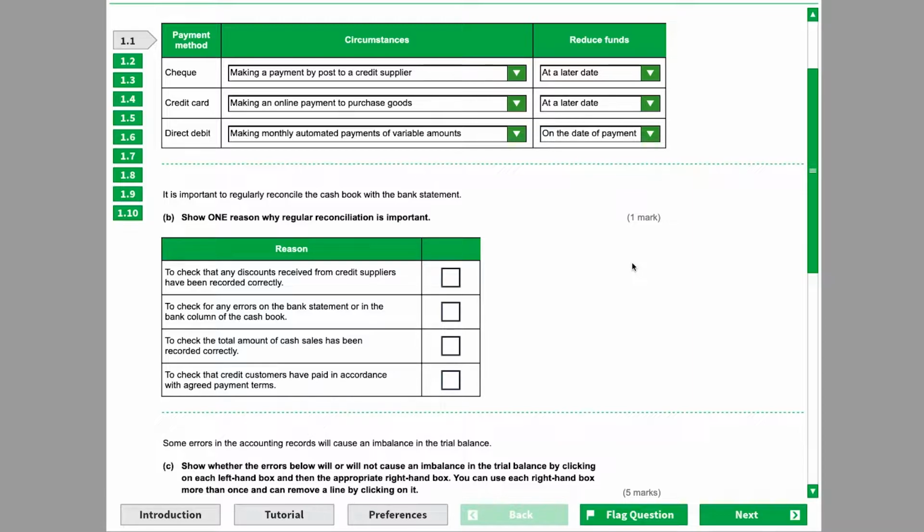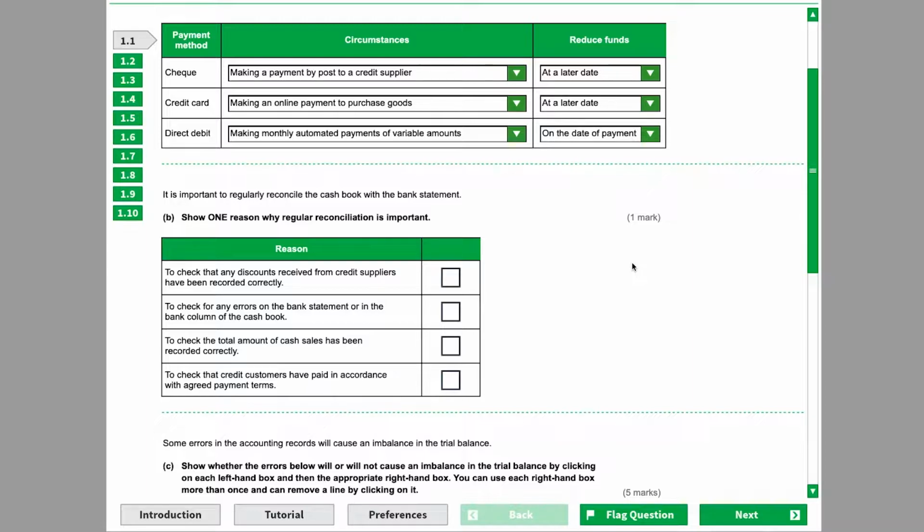So reason 1, to check that any discounts received from credit suppliers have been recorded correctly. Well, considering the discounts received aren't recorded on a bank statement, that would definitely not be the reason. Reason number 2, to check for errors on the bank statement or in the bank column of the cash book. Well, that seems far more plausible. Part of the process of doing a bank reconciliation would be to make sure that the two match up and that there were no errors between the two.